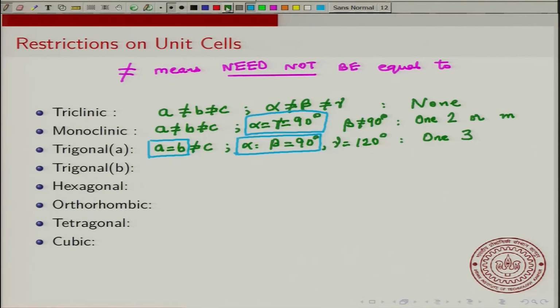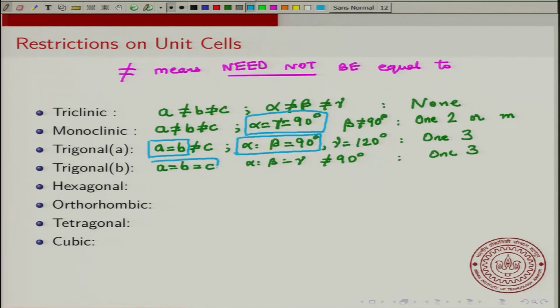Okay. Now, the trigonal B is in terms of unit cells slightly different. Okay. And this is the R centered trigonal system. Okay. Here you have A has to be equal to B and it has to be equal to C, and alpha, beta, gamma are equal to each other, and they need not be 90 degrees. Okay, so they need not be 90 degrees. Okay, and this also has only one 3-fold axis.